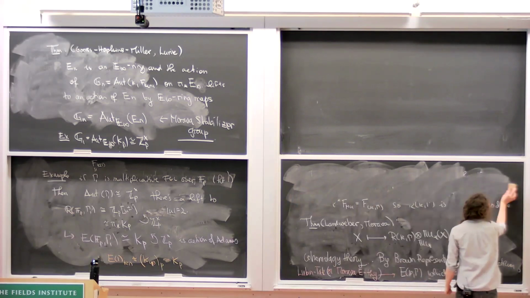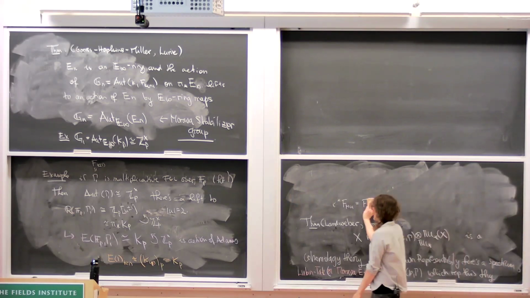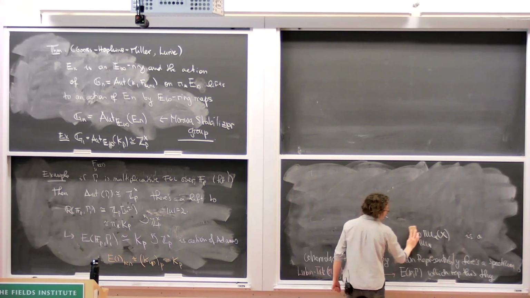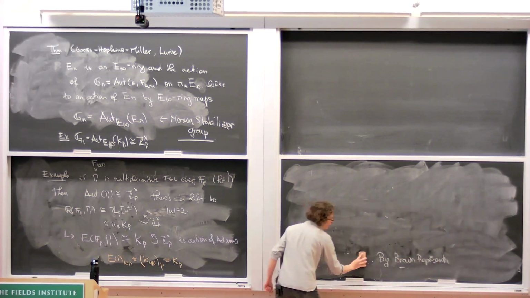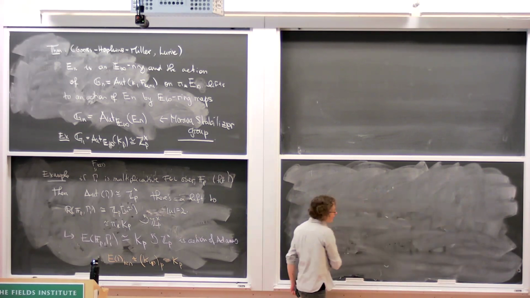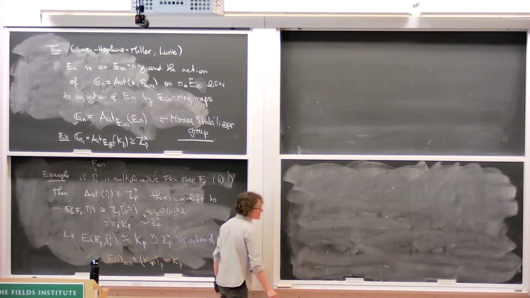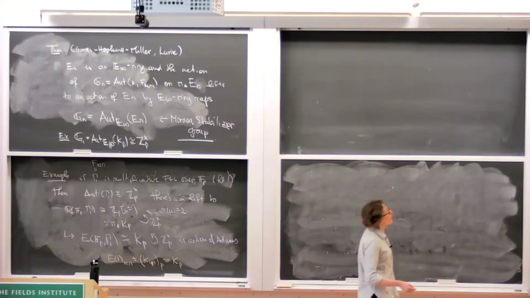It's automatic that every Landweber exact theory is complex oriented. I didn't say it, but these are complex orientable theories. However, not every complex orientable theory is Landweber exact. If you want something that doesn't satisfy this, Morava K-theory does not.